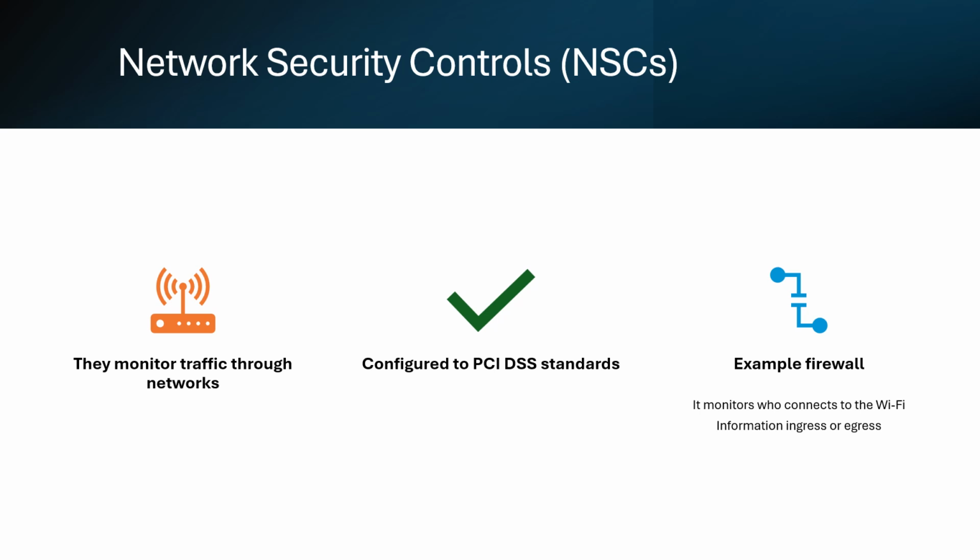In order to build and maintain a secure network system, you need network security controls. This will monitor traffic through networks and make sure that all of these are configured to PCI DSS standards. A big example of one of these is a firewall. It will monitor what's going on between Wi-Fi connections and it'll watch information ingress and egress.